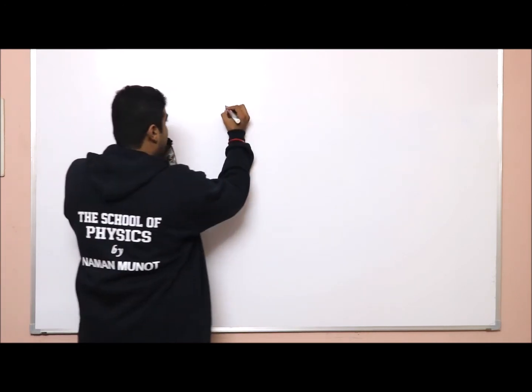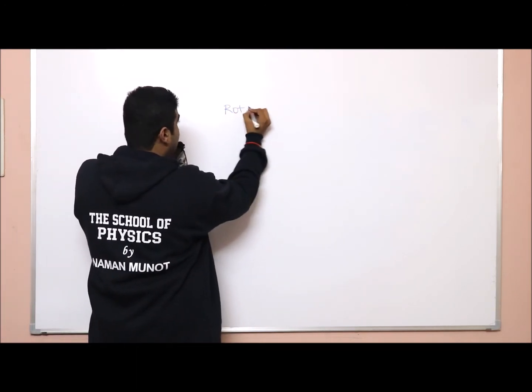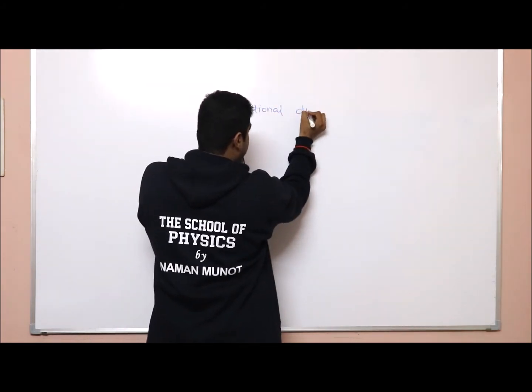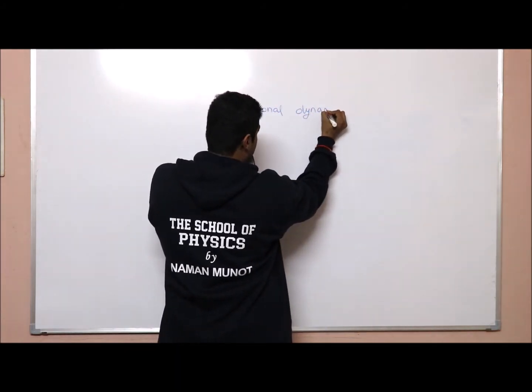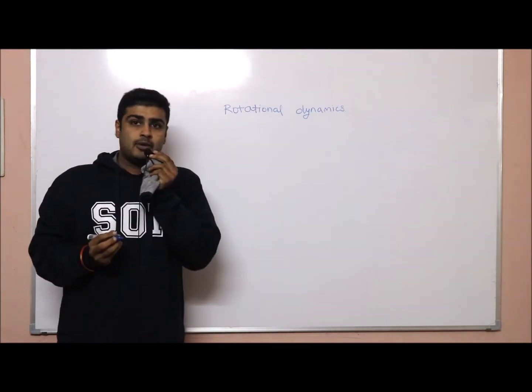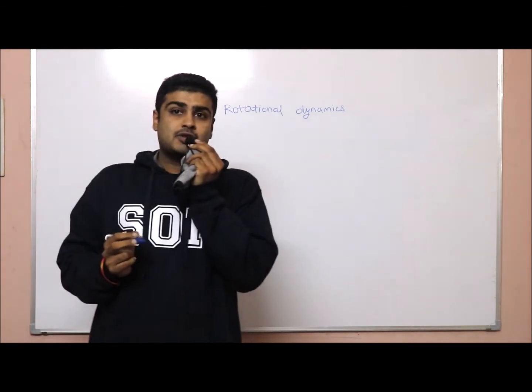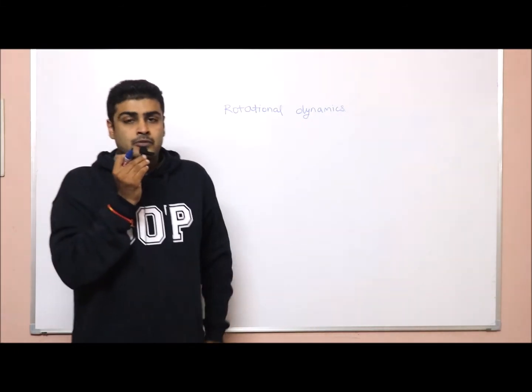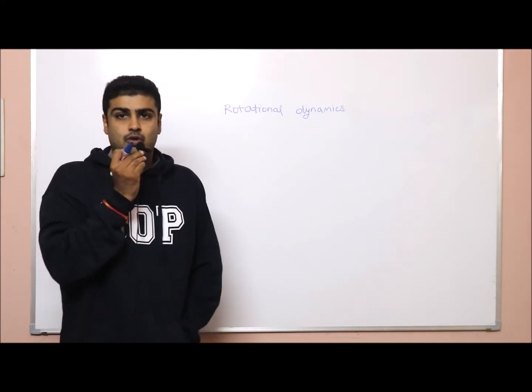So today we are going to do rotational dynamics. The story of rotational dynamics begins with the moment of inertia. Now what is the moment of inertia? Moment of inertia, I, is equal to mr square.